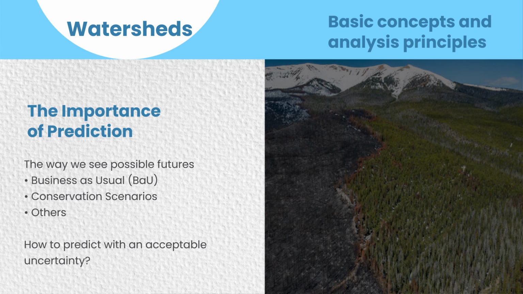Here is a key question in prediction, and it is, how to predict with an acceptable uncertainty. This question is not easy, but there are technical frameworks that allow us to approach this problem in a way that we obtain acceptable answers. We are going to see that using a modeling protocol, for example, helps to have better answers.